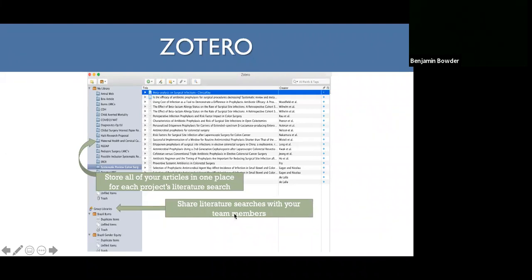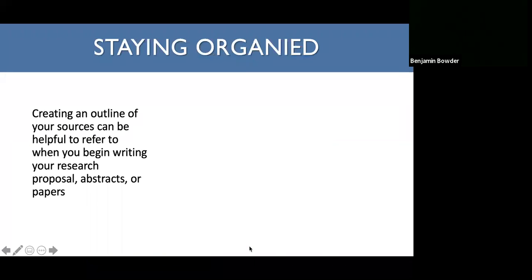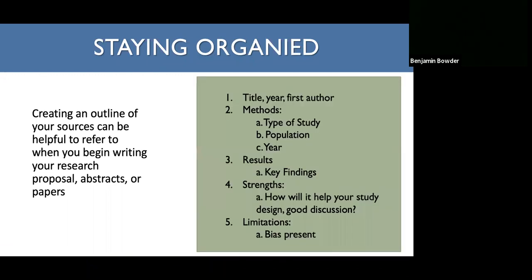The next important thing to stay organized is to do an outline of all your sources, which will be very helpful to refer to when you begin writing your research proposal, your abstracts, or your papers. One of the formats that I like to use for my outline is the title, the year, and the first author of the paper. And then as I read through the paper, I write down what they do for their methods, including the type of study, the population, and the year. I talk about their key findings and the results.